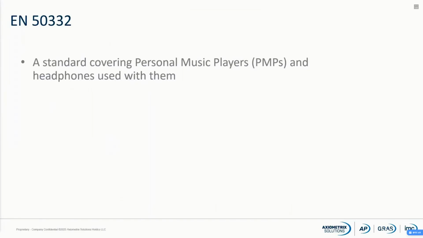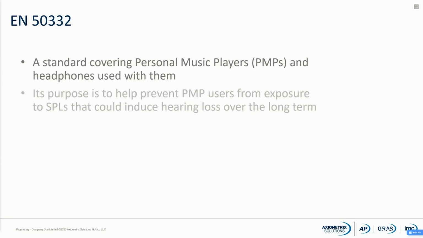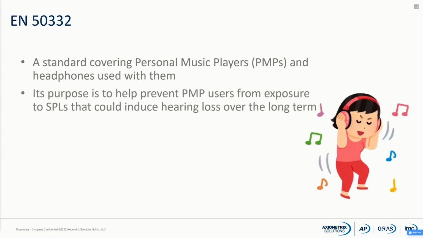European norm, or EN 50332, is a standard covering personal music players, which we'll refer to as PMPs, and the headphones used with them. Some examples of PMPs include CD players and MP3 players, but PMPs have been mostly replaced by smartphones. The purpose of the standard is to help prevent PMP users from exposure to sound pressure levels that induce hearing loss over time.